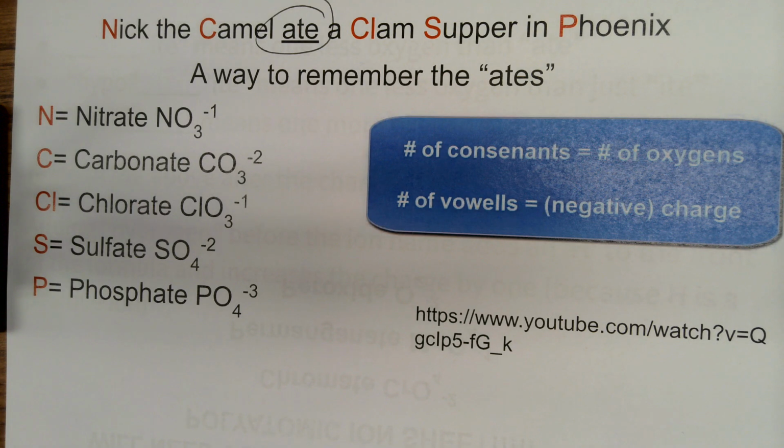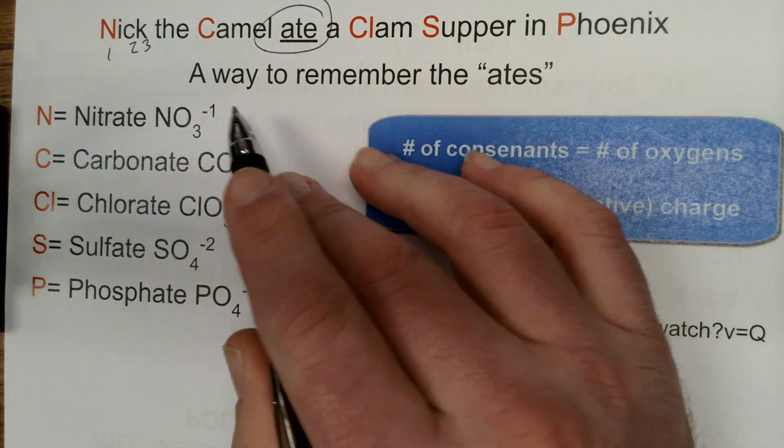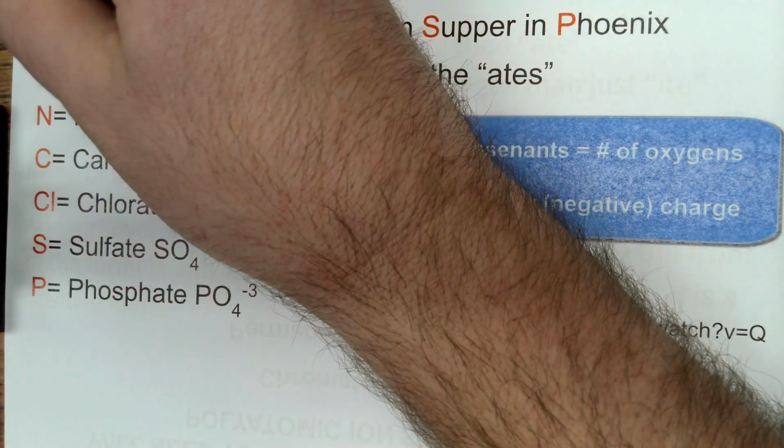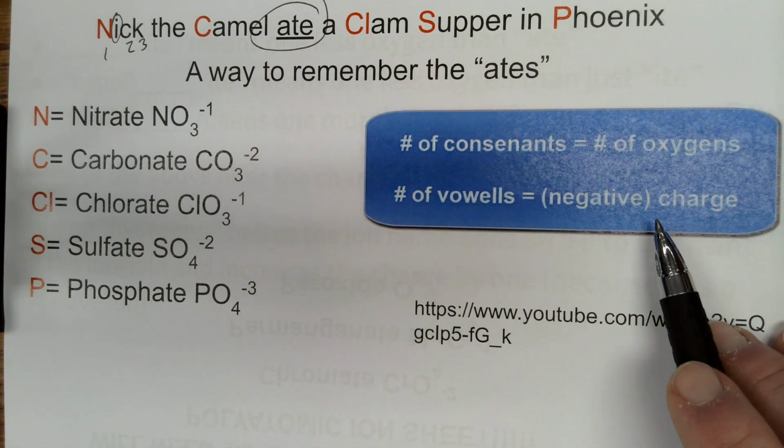Nitrate, carbonate, chlorate, sulfate, phosphate. The word tells me everything I need to know. The first letter represents the nonmetal it's attached to. N for nitrogen. The number of consonants in Nick represents how many oxygens are present in the polyatomic ion: N, C, K, so that's 1, 2, 3. 3 oxygens, NO3. The number of vowels represents the negative charge.